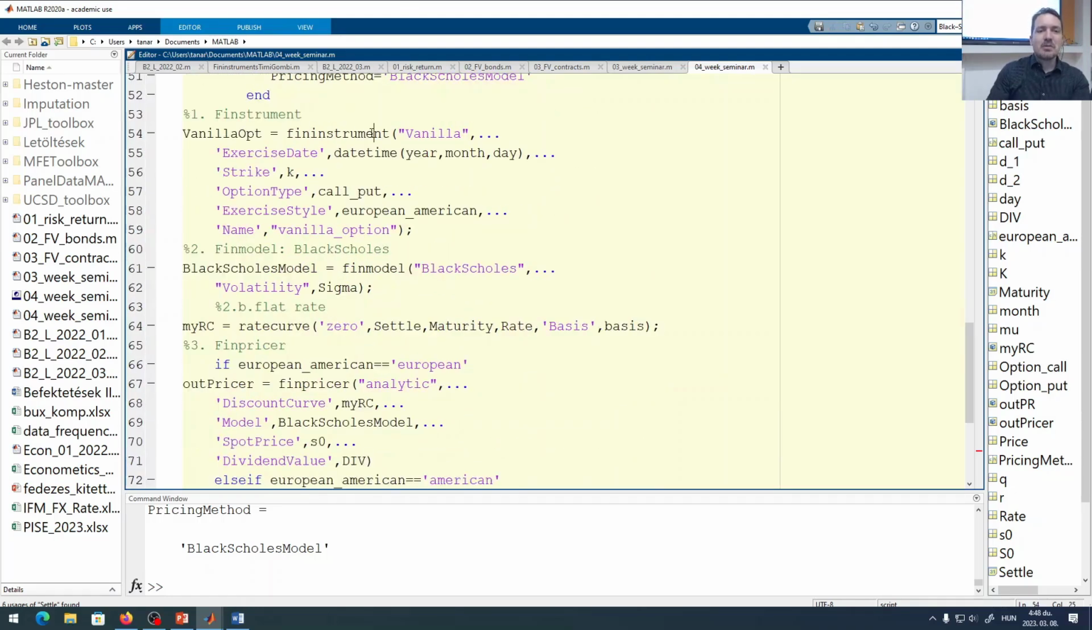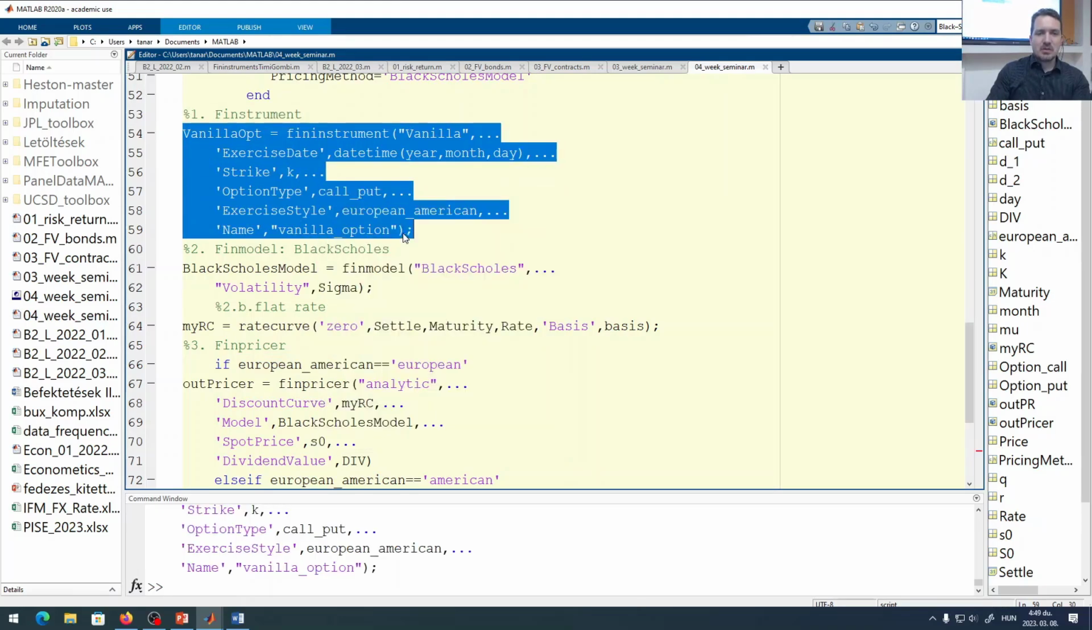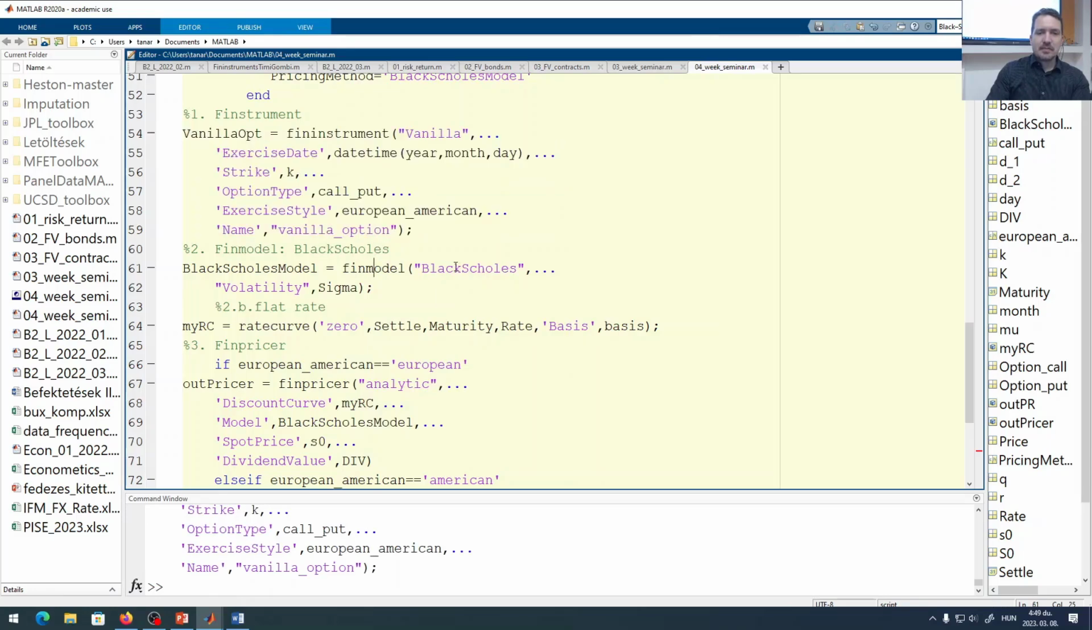So we have a fin instrument object to create, so we can say vanilla, and after that we can have exercise date, strike price, option type, exercise style. In this case, this is where it only decides that this is a European or American option. So there is only such a difference in the definition. So here we are not able to define the small t. So there is no opportunity for that one.